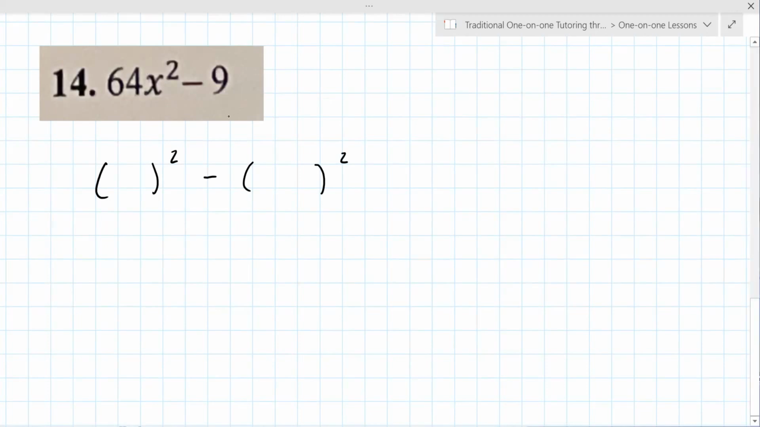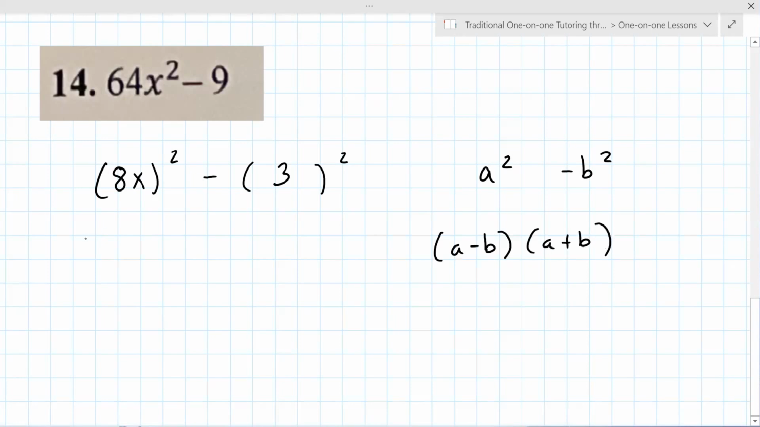So what squared gets you back to 9? 3. 3, perfect. And what squared gets you back to 64? 8. Okay. And then x squared gets you back to x squared. So again, it's a squared minus b squared. You write the next line below it, a minus b, a plus b. So this time it's 8x minus 3, 8x plus 3.